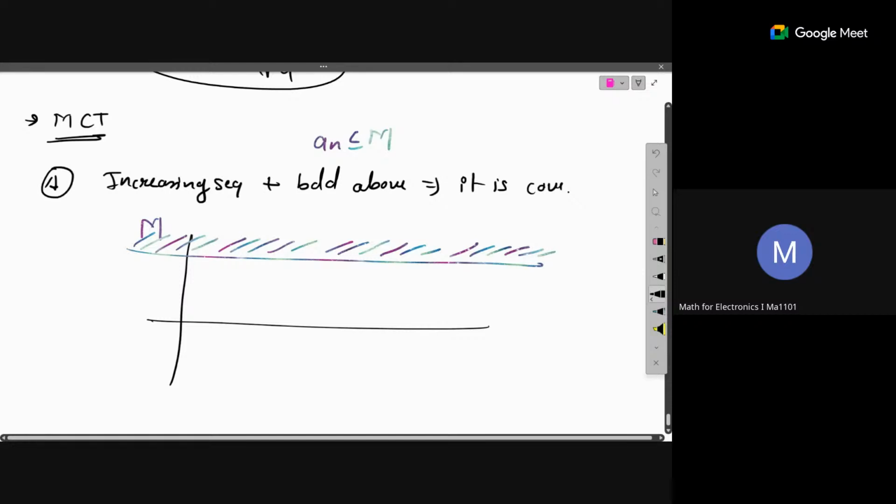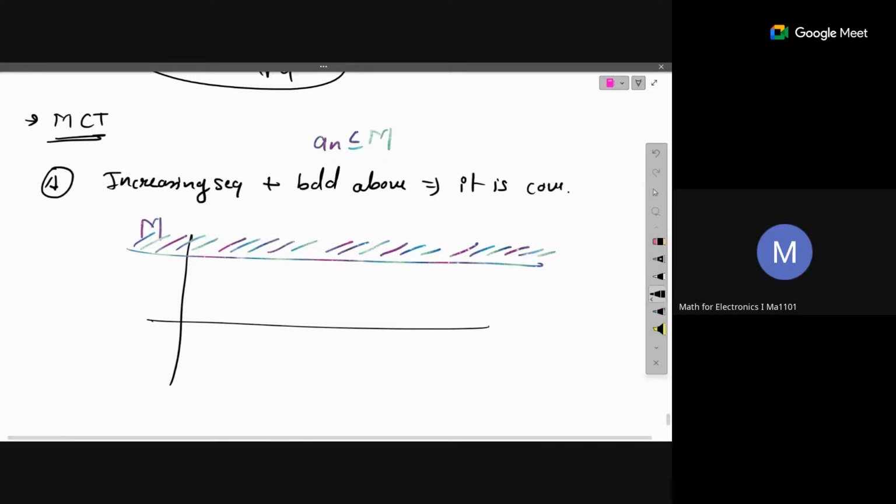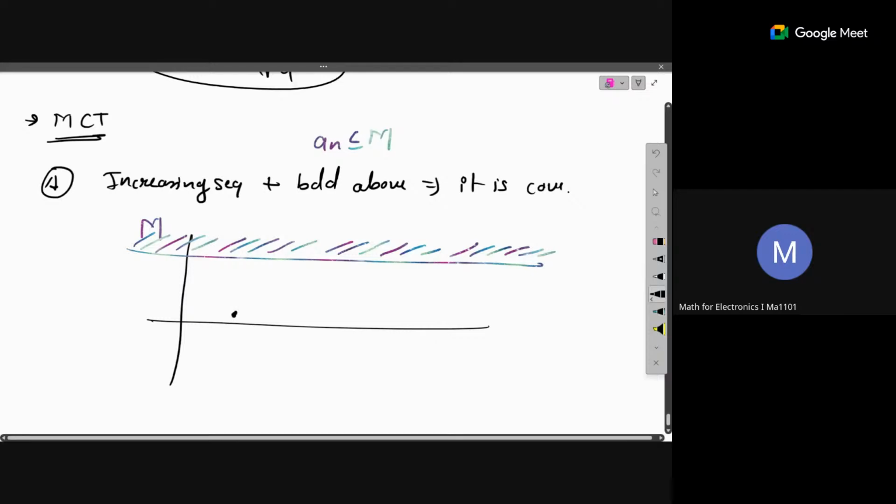Now, why am I taking increasing also? Because if you plot your sequence, there will be some time where the sequence increases. Increasing means that if this is an, and this is an plus 1, then an plus 1 should be greater than or equal to an. This should happen, then only it's an increasing sequence. So it slowly goes up, and because of the increasing nature, it cannot go down. It can either grow up or stay constant, right?